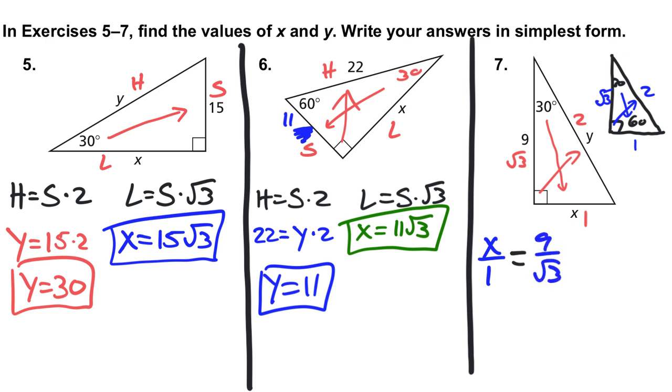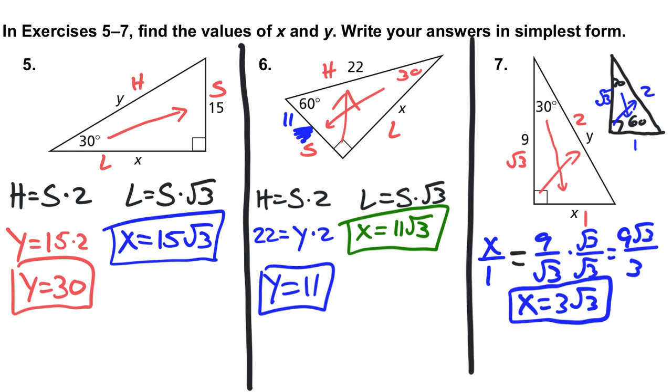Well, now I need to solve that proportion. So dividing by 1 doesn't really matter. What matters is I have to rationalize this denominator. So I'm going to multiply both sides by the square root of 3 to get 9 square roots of 3 over 3. So x is just 3 square roots of 3.